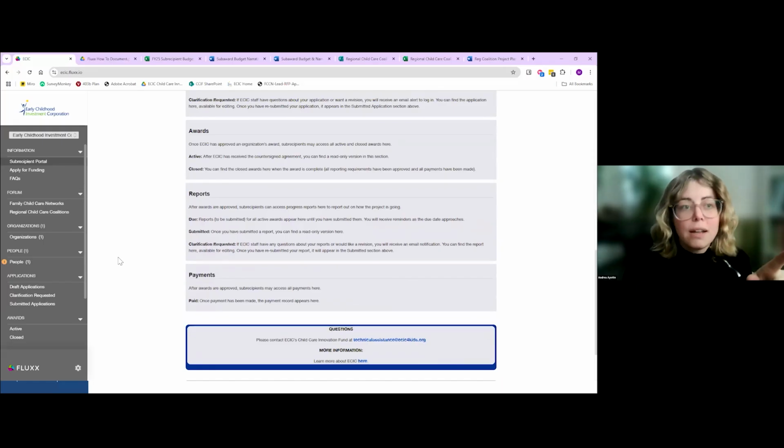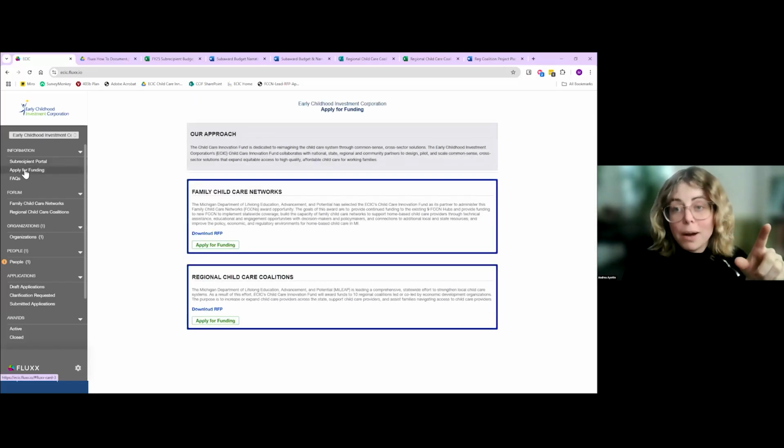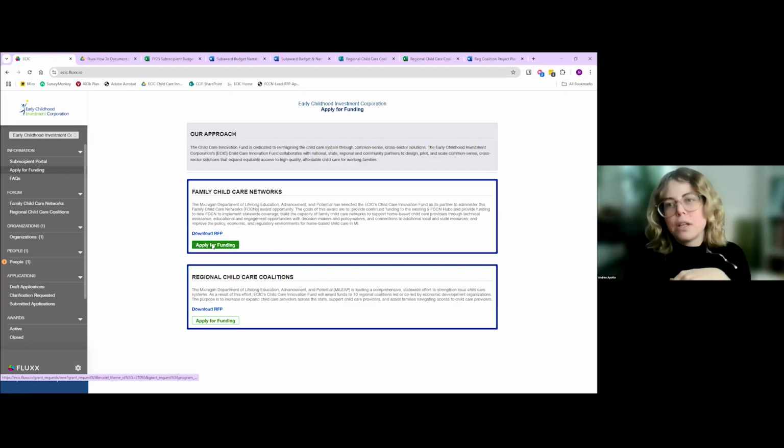And so you'll see on the left-hand side, there's a menu and it says apply for funding. It's pretty clear, but we do want to point it out because we've heard that it has caused some confusion in the past for people. And so you'll pick the project that you are a part of, Regional Childcare Coalitions, and you can also find the RFP here. It is on our website as well. But then you'll click apply for funding and go through the application there.